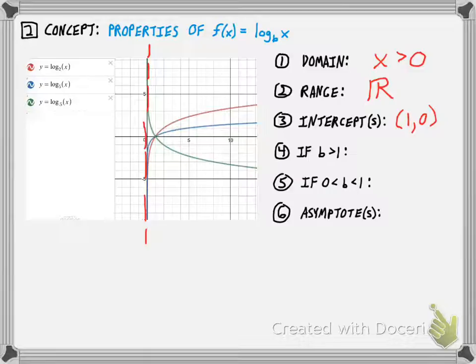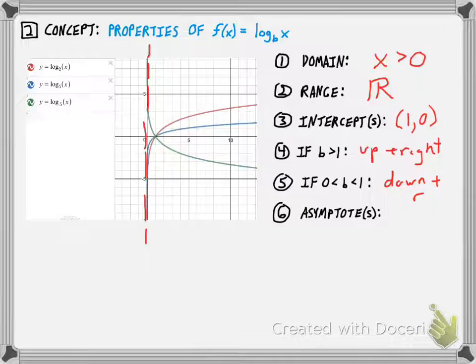Alright, finally, if you have a base that's bigger than 1, like the red graph and the blue graph, you can see it's going to go up and right. And if you have a fractional base, like 1/2, then it's going to go down and right.